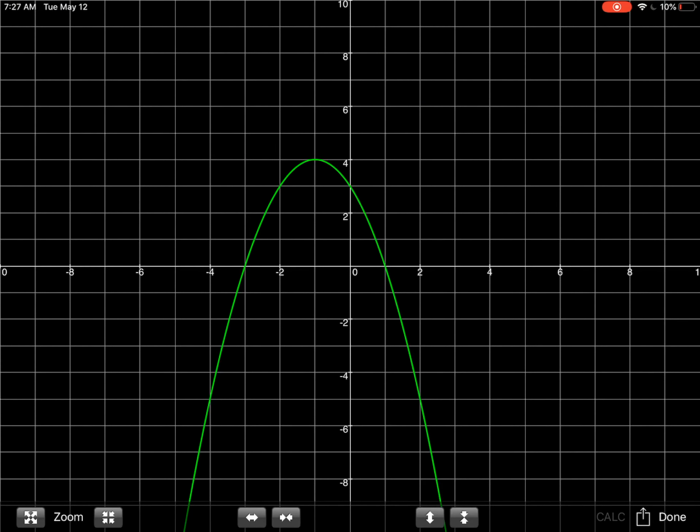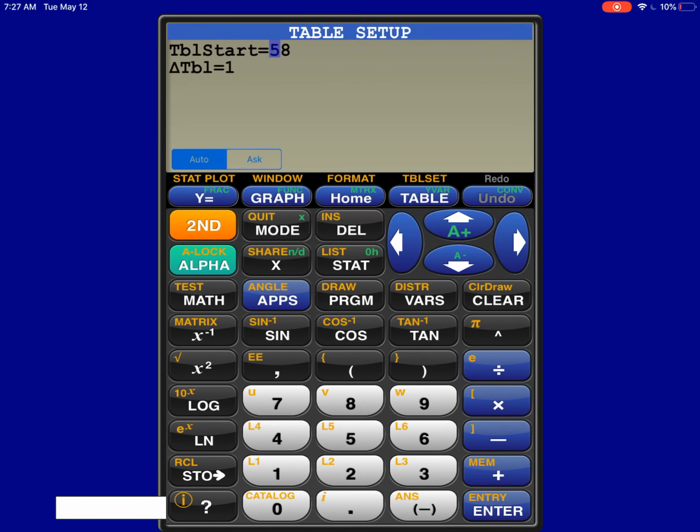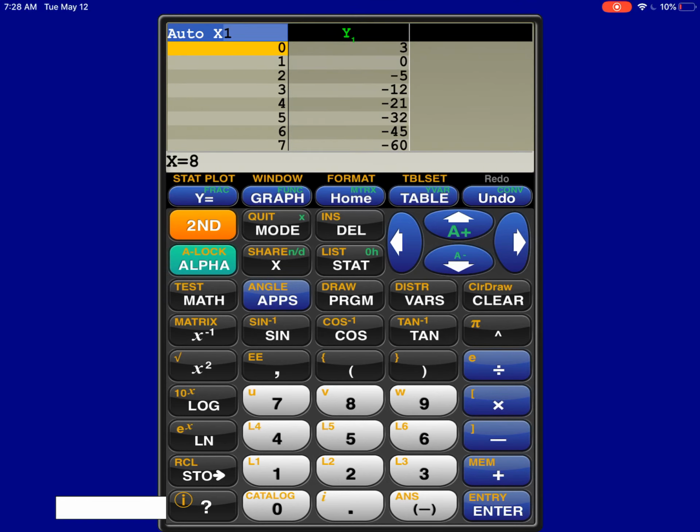Wow, what happened? I don't like that at all. So this is where table set becomes important. Go to second table for the table set. Why it's starting at 58 all of a sudden, I don't know. But we'd like it to start at 0 and go by ones. And so I should go to table and it's fixed.